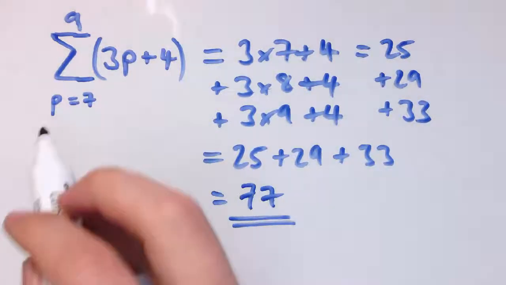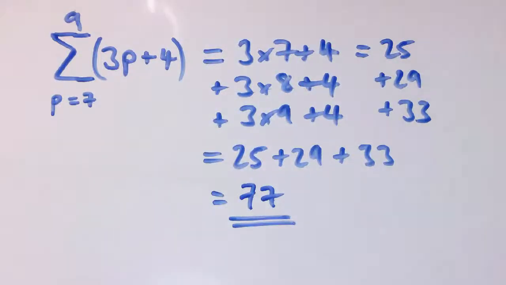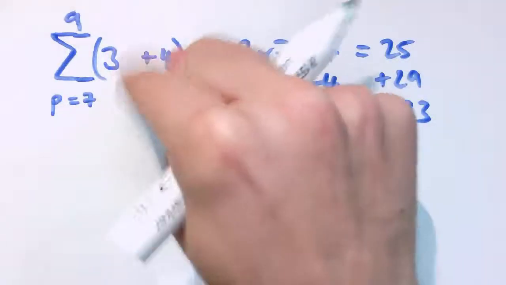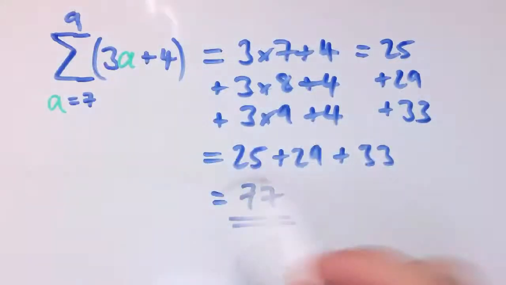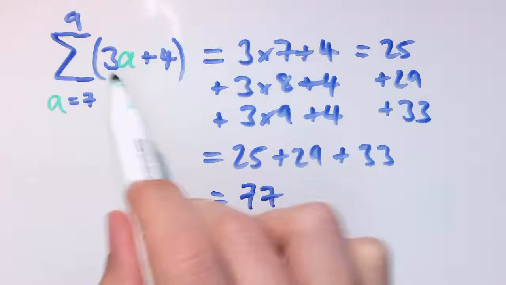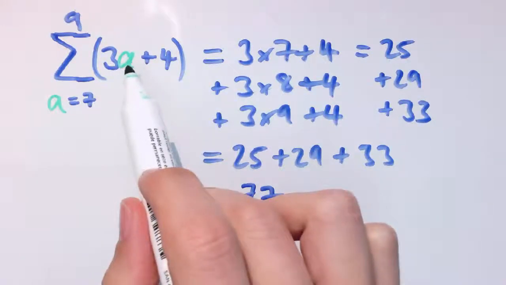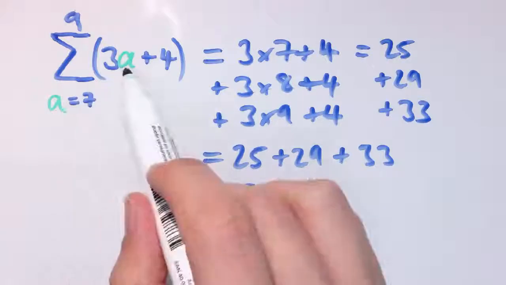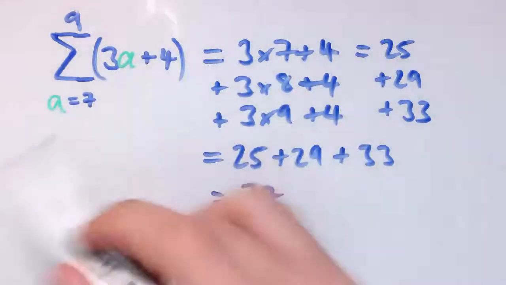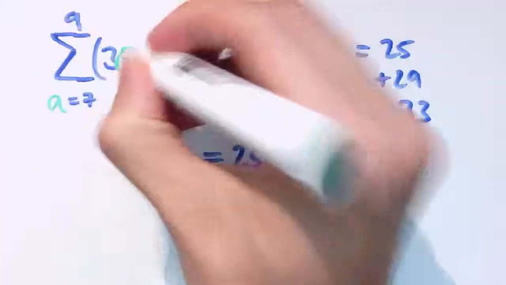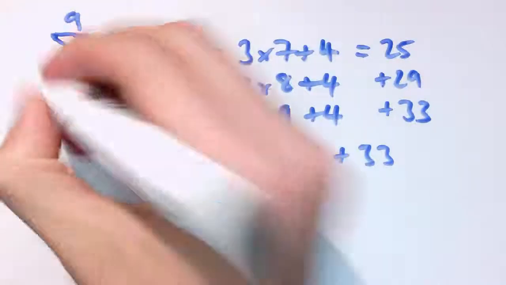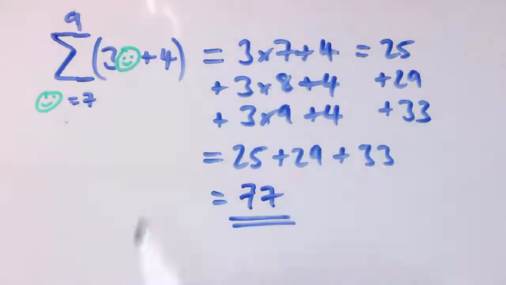And this letter p is what we call a dummy variable. It's like a placeholder. So p itself doesn't appear in the final answer. This doesn't depend on p. So I could replace p with a, and as long as I change this to a as well, it means exactly the same thing. It'd still be 77, because that's just a placeholder. It's saying whatever is sitting wherever a is, or p is, or whatever I want to put in there, I replace it with 7, then with 8, then with 9, and then I add those things up. So you could use any symbol you like here. We could have a smiley face, sum of smiley face between 7 and 9. That just means replace that symbol with 7, then with 8, and then with 9.